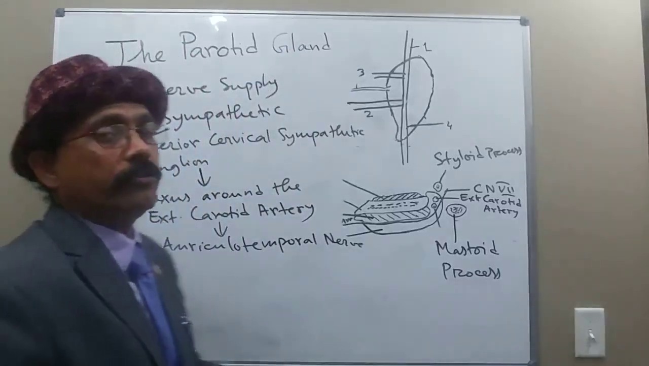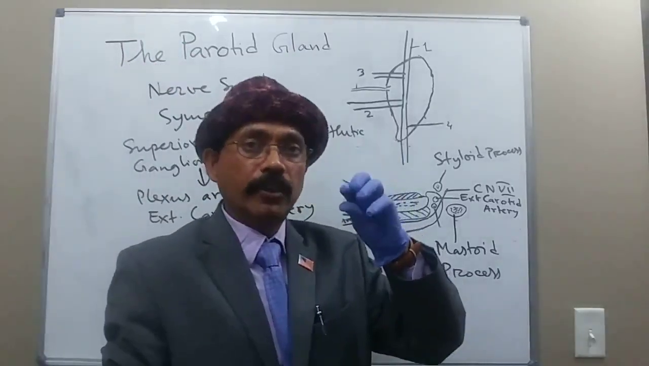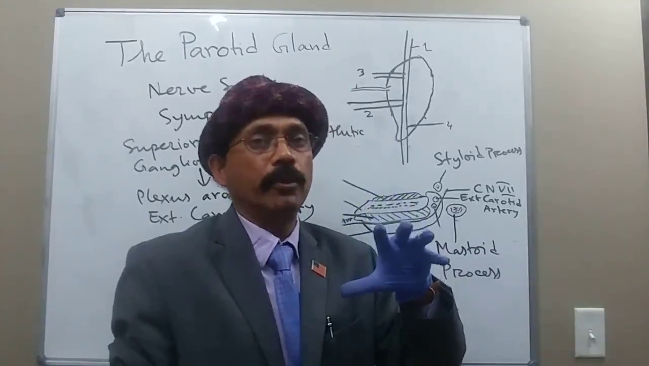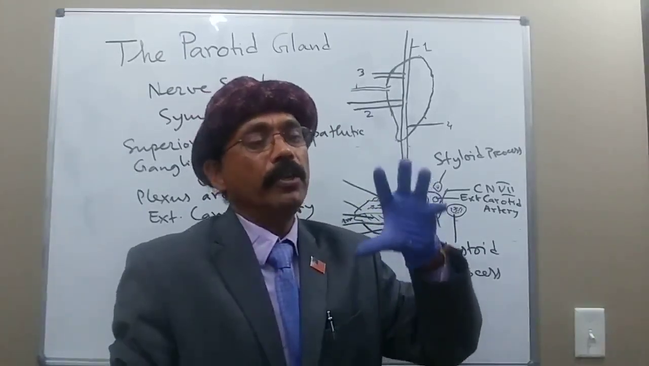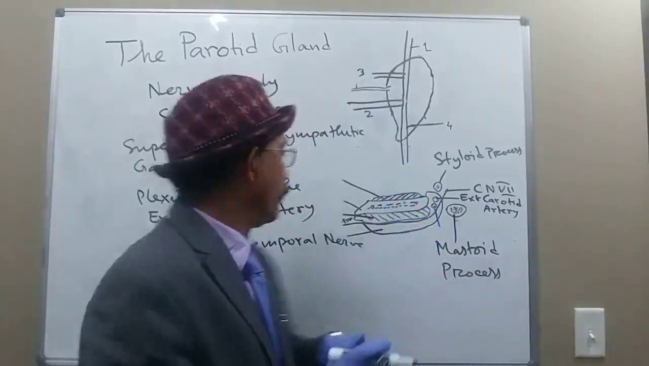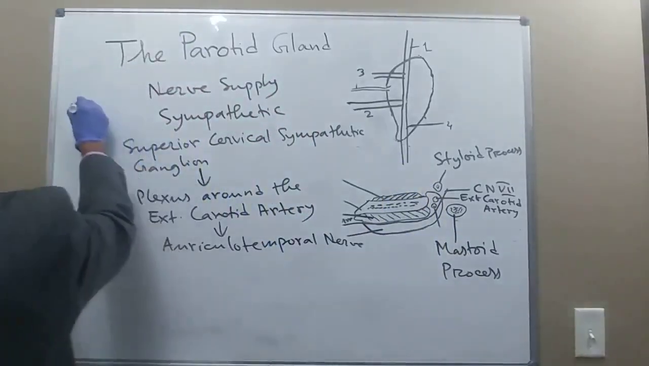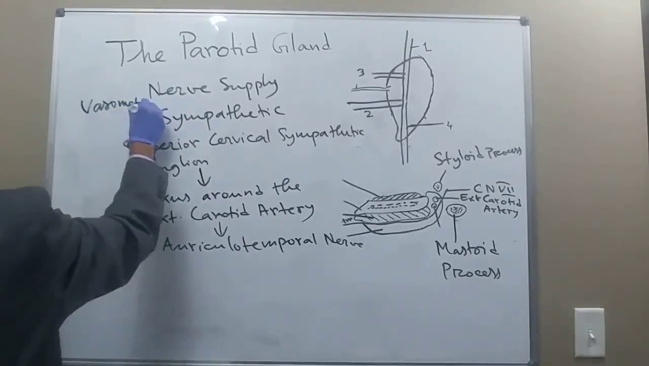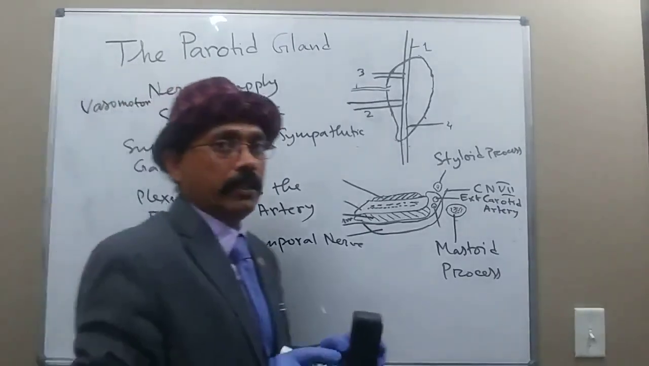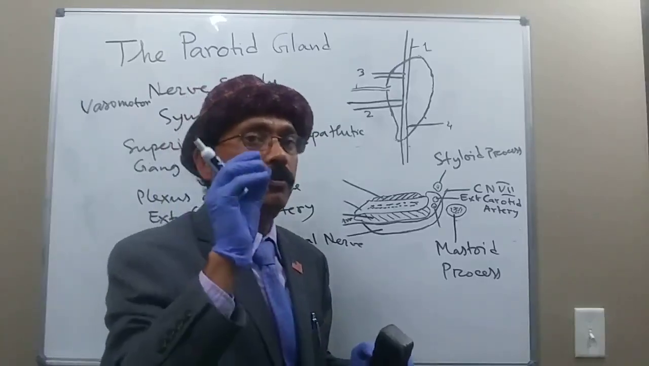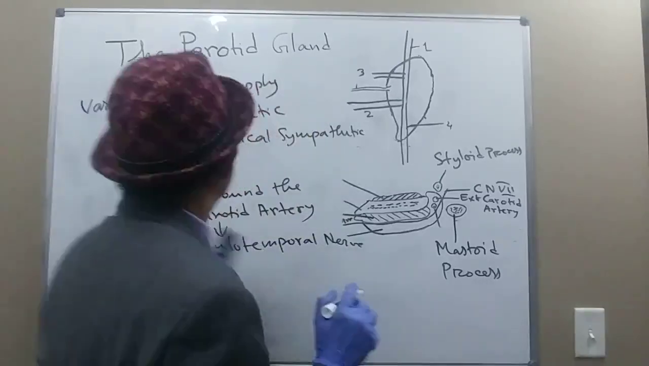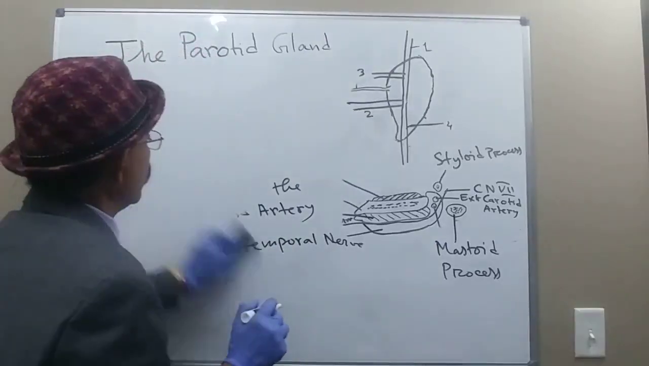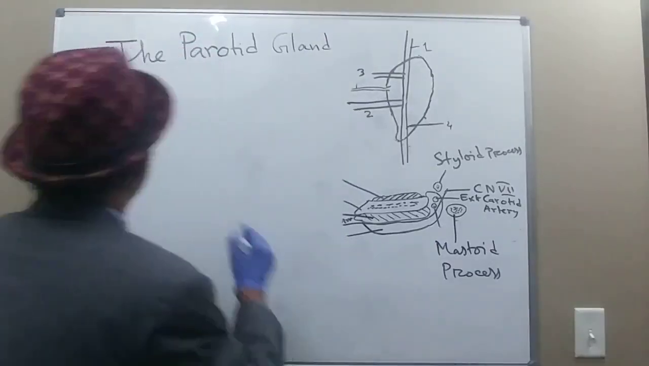So sympathetic stimulation will cause decreased secretion of the parotid gland. It is vasomotor, it is not secretomotor. It will decrease the secretion from the parotid gland, so the secretion will be thicker. We got the sympathetic innervation. Now we'll go to the sensory innervation.